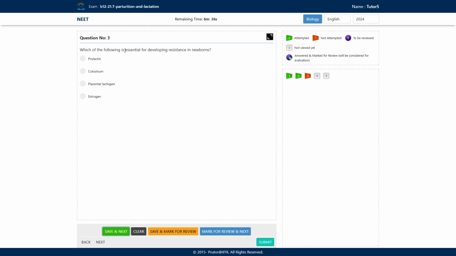Then which of the following is essential for developing resistance, or immunity, in the newborn? Newborns don't have the immune cells to fight the pathogens, so their immunity is quite weak. They are prone to many infections. So which of the following is essential for developing resistance in the newborns? Prolactin, colostrum, placental lactogen, or estrogen? What will be the correct answer here?